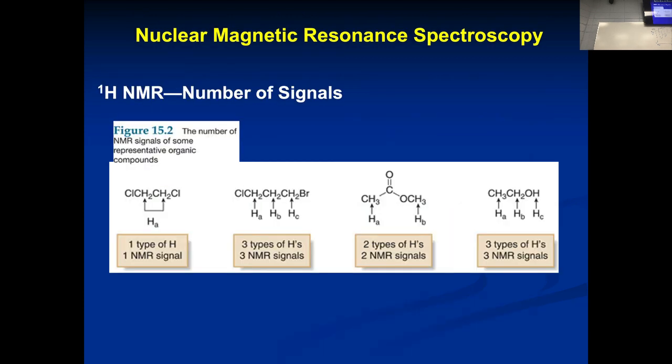So, again, looking at the number of signals. For 1,2-dichloroethane, both of those hydrogens are exactly the same. There's a mirror plane that runs through it. You'd only see one type of signal for all 4 of those hydrogens.